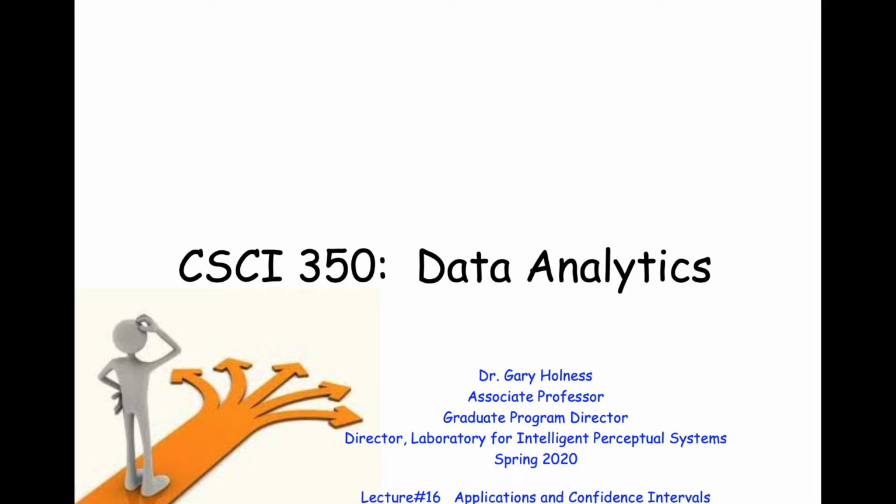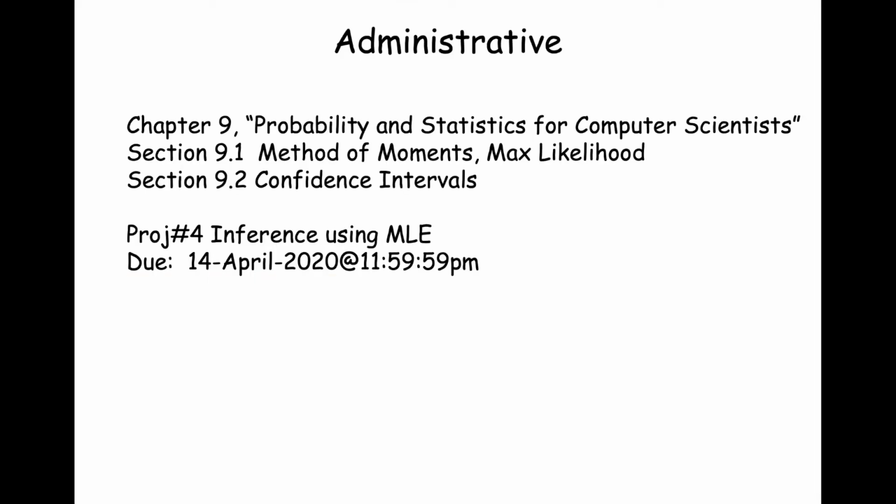Before we begin, let's take care of some administrative information. All of this material is in Chapter 9 of the main text, Probability and Statistics for Computer Scientists. The material on method of moments and max likelihood estimation are from Section 9.1, and the material on confidence intervals, which we'll talk about today, is in Section 9.2.